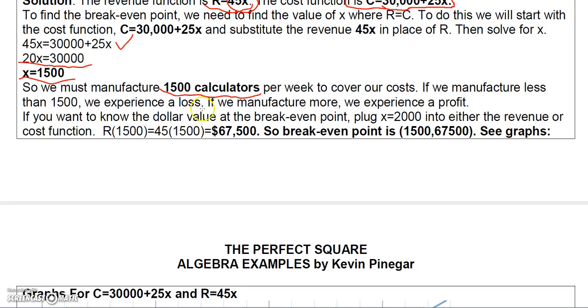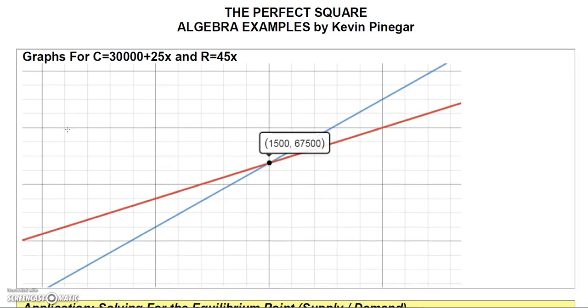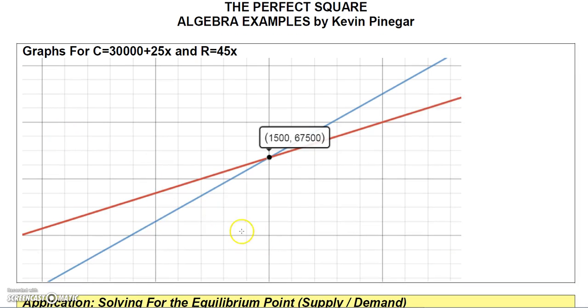And if you actually want to know the cost or revenue, because they're both going to be the same, plug the 1,500 into either one of the functions, either the cost function or the revenue function, and you can find not only the number of calculators, but the actual amount of your revenue and cost, which is $67,500. And if you were to graph those two equations, they would look like this.